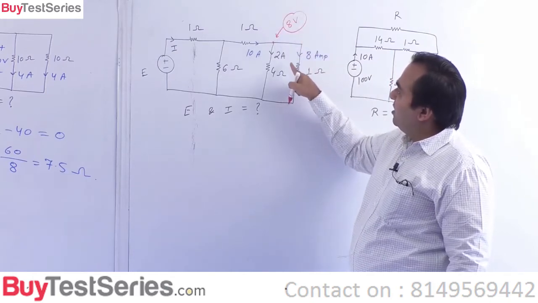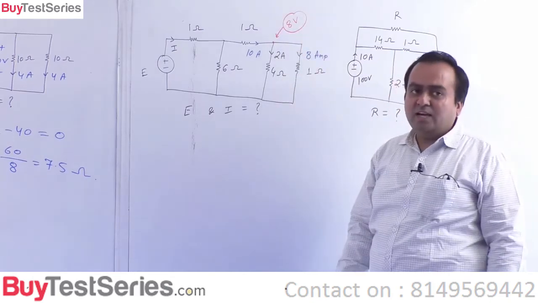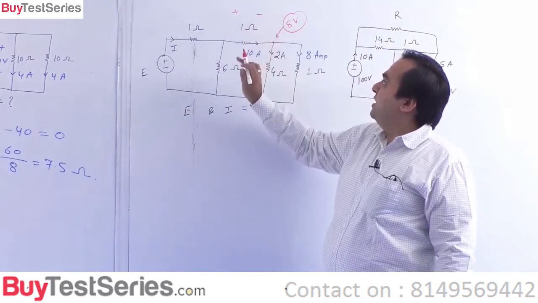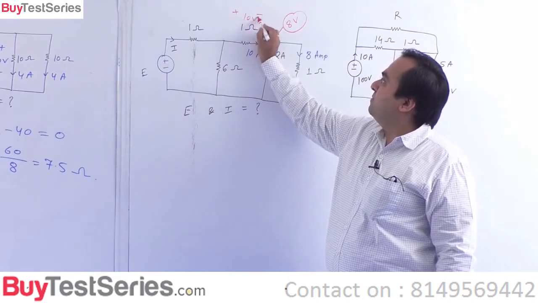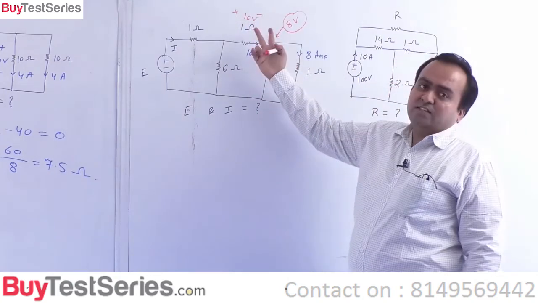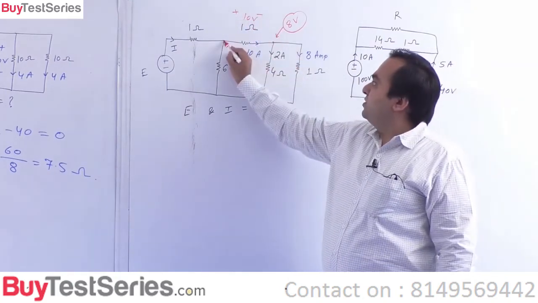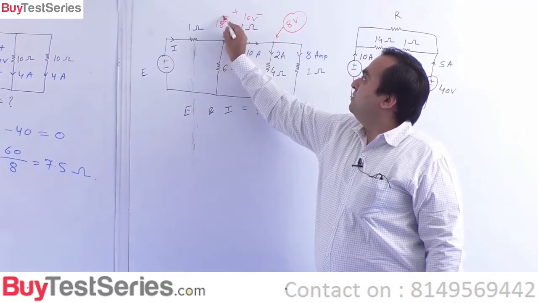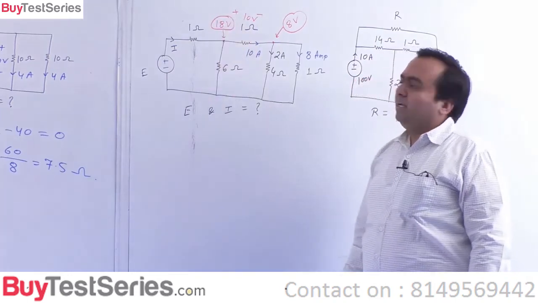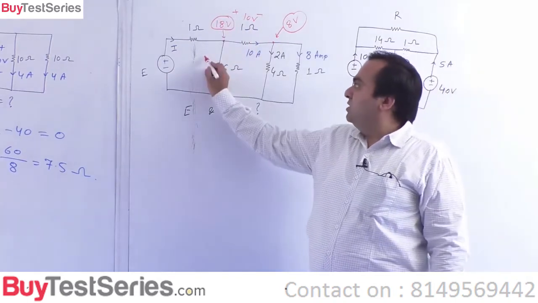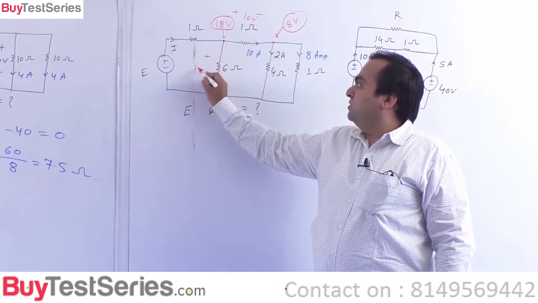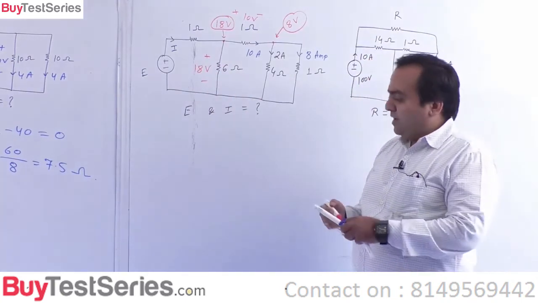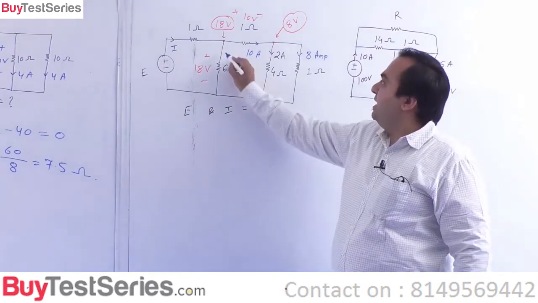8 into 1 or 2 into 4, it's either way 8 volts. The voltage drop across this 1 ohm resistance is how much? 10 volts. So if this is 8, and this 10 has this polarity, this must be 18 volts. This 18 volts is across this 6 ohm resistance.